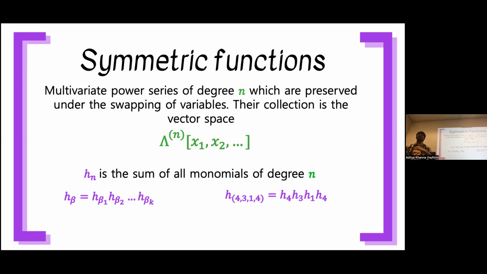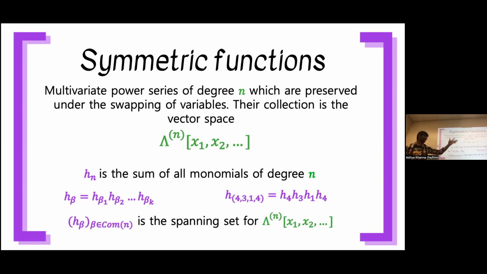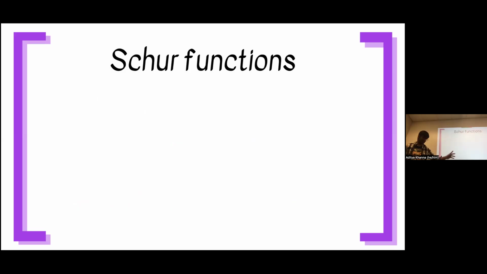Let's talk about another slightly more complicated example. Also, just to be clear, if you take all H_beta for compositions beta, they form a spanning set for all symmetric functions. Not a basis, a spanning set. So keep that at the back of your head. Let's talk about Schur functions.